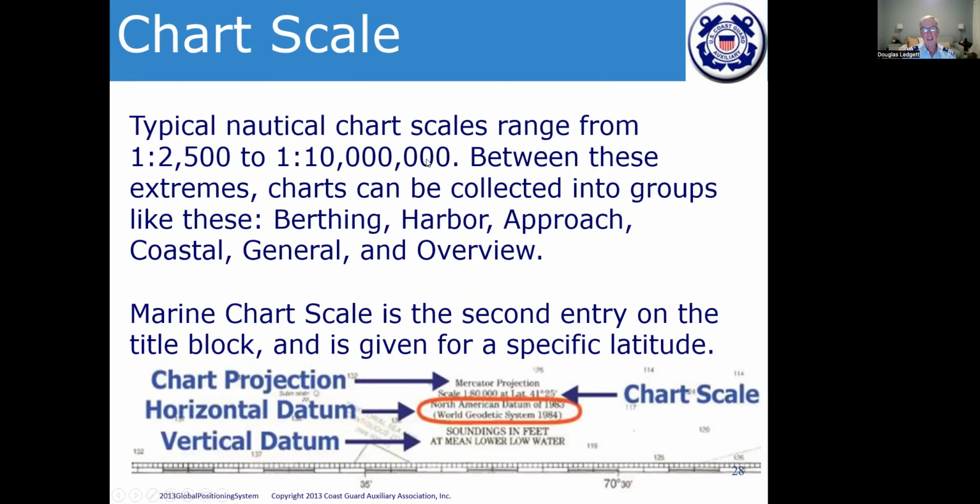We were having a little discussion earlier: a chart of 1 to 10 million probably shows you the east coast of the United States and the west coast of Europe. Between these two extremes, they can be collected into groups like berthing charts, harbor charts, approach charts, coastals, generals, and big overview. And again, I just want to show this projection. You should always look at the scale, at what latitude that was taken, and what the soundings are in. Is it in feet or is it in meters or fathoms?